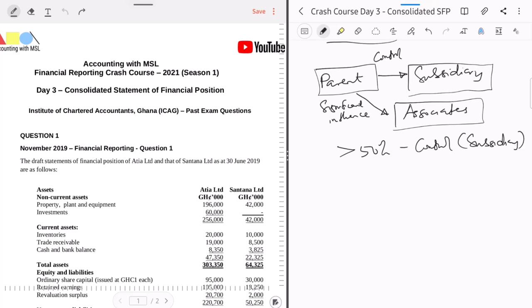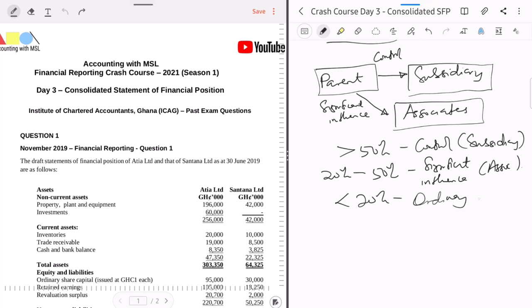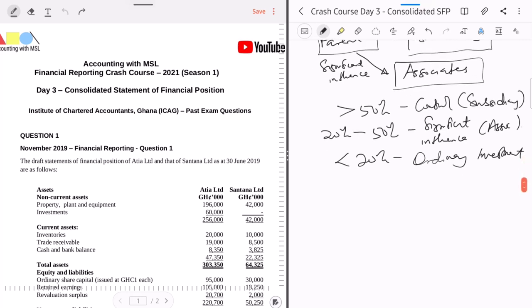If you control between 20 and 50%, you have significant influence, and this is in most cases going to be an associate. What happens if it is less than 20%? This will be deemed an ordinary investment in an entity and will be dealt with as a financial instrument in accordance with IFRS 9. So entities where you have less than 20% are typically deemed investments in an entity.